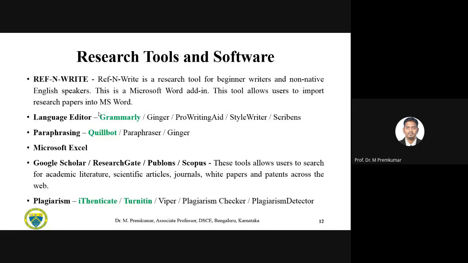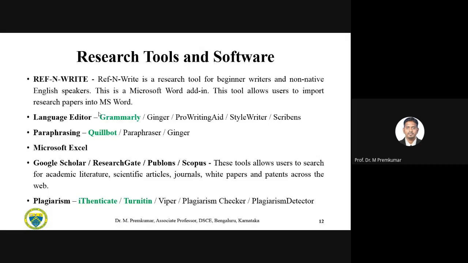But Quillbot is a perfect paraphrasing software. It is purely commercial, so you have to buy it. Maybe you have to spend around 4,000 to 5,000 per year to buy and use it, so that you can at least reduce the plagiarism percentage to a certain level. Okay, and the next one is Microsoft Excel. As you all know, you can use Microsoft Excel for data analysis, statistical analysis, and visualization. Everyone knows this one.